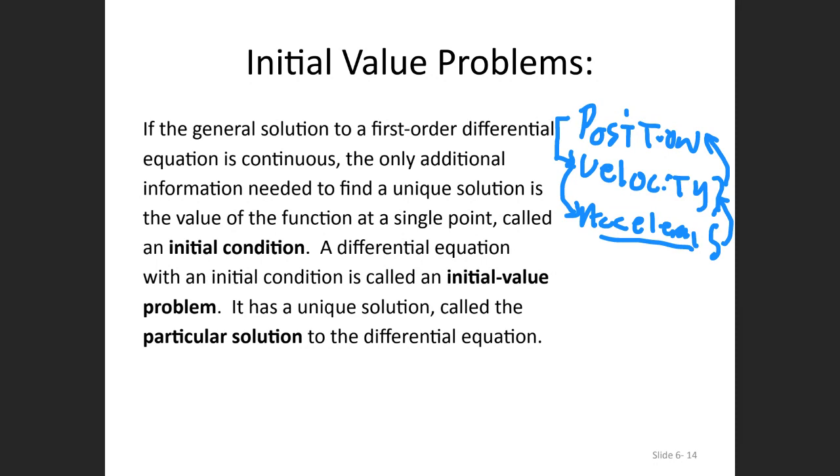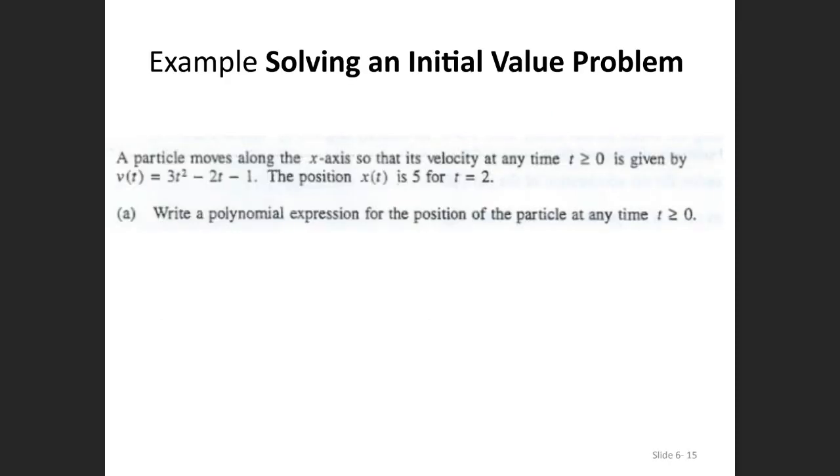So the derivative of position is velocity. The derivative of velocity is acceleration. But then we can go backwards and say, well, the integral of acceleration is velocity. The integral of velocity is position. Very, very important concept in calculus. So what is a type of problem that they give you? Here it says a particle moves along the x-axis so that its velocity at time t greater than 0 is given by, and they give us a velocity function. Then it says the position is 5 when t equals 2. Write a polynomial expression for the position of the particle.